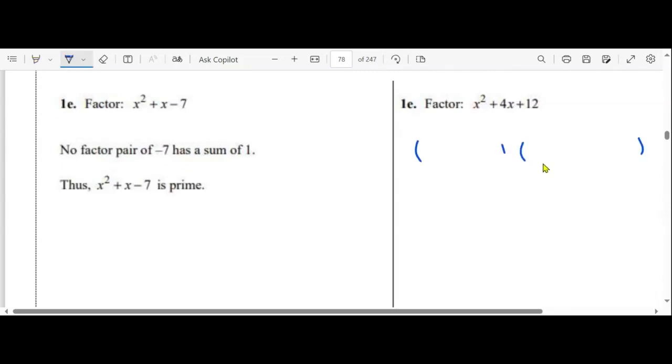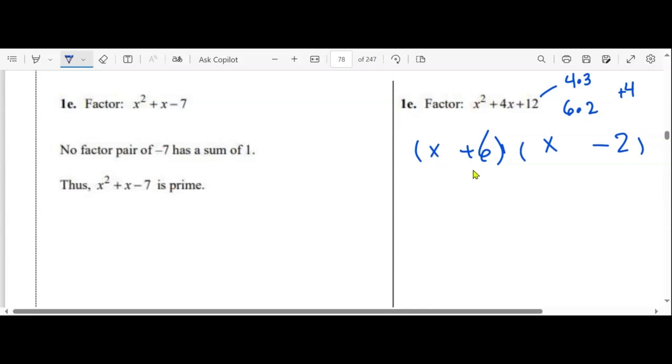Now, what's the product of 12? 4 times 3, or 6 times 2. Which one gives you 4? 6. So take 6 times 2. What about the sign? Negative 2. Correct, negative 2. x and x.